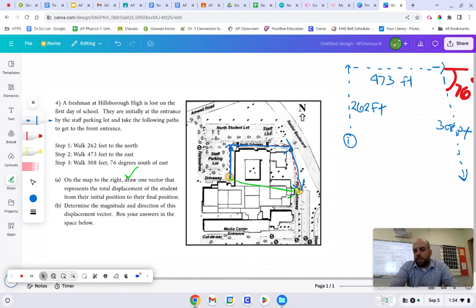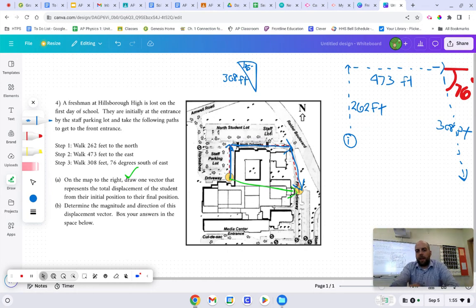So what makes this tricky is that 308 feet at that angle. What would actually be easier is, instead of talking about 308 feet at that angle, if I knew how far south and how far east that was. I can do a little separate problem up here that breaks that up and shows us exactly what that would be. So here's my little triangle. And this triangle is 76 degrees and then 308 feet.